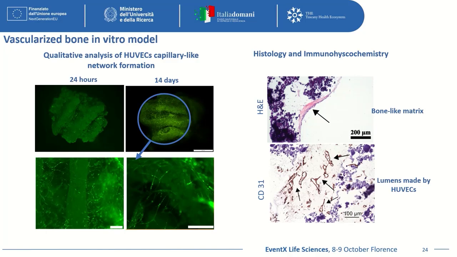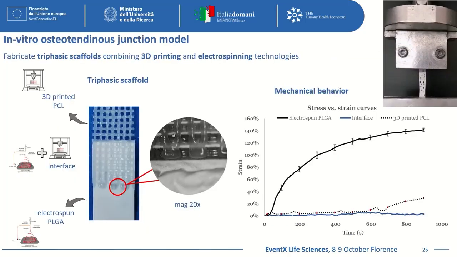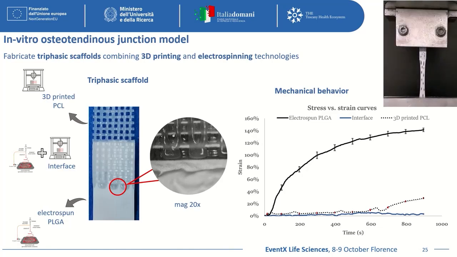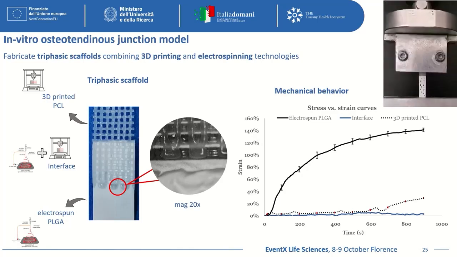So having the proper stimuli from the scaffold, this in vitro model proved to be efficient for recreating a vascularized in vitro model. Last example that I will show you is the fabrication of a tendon scaffold.